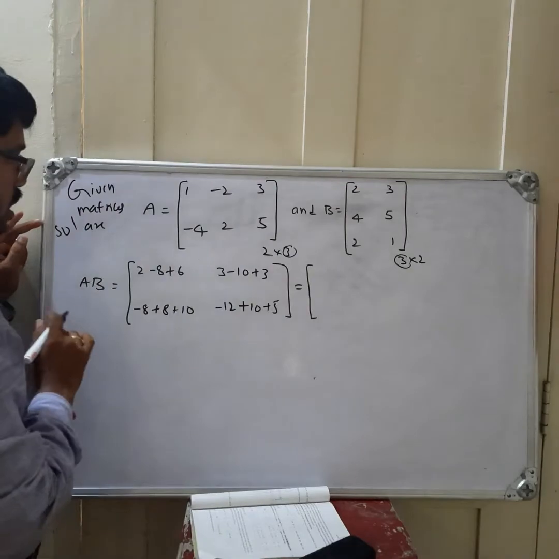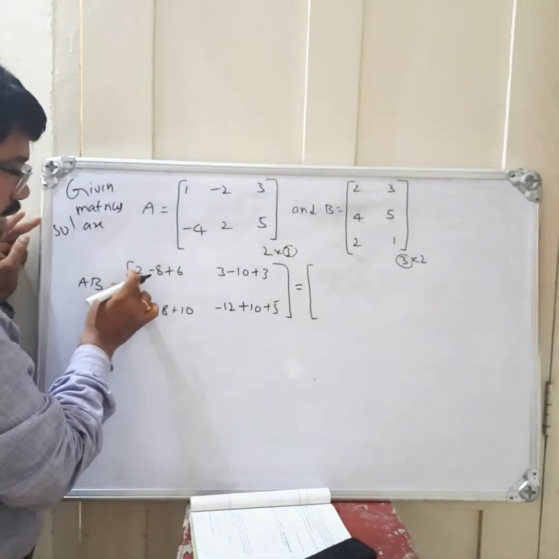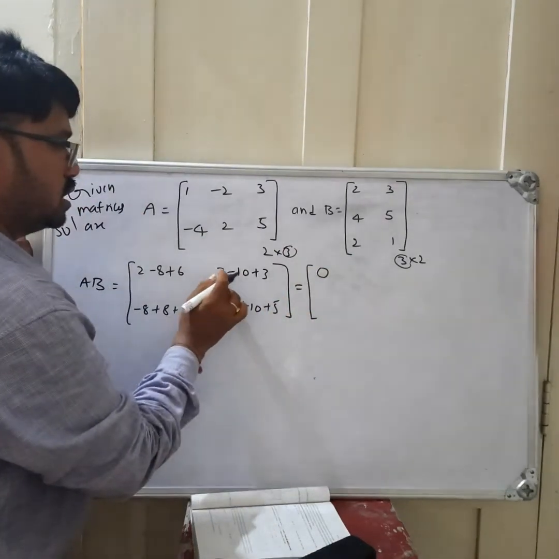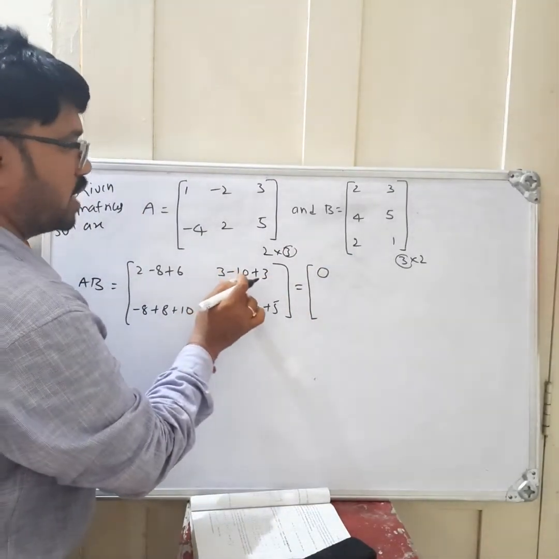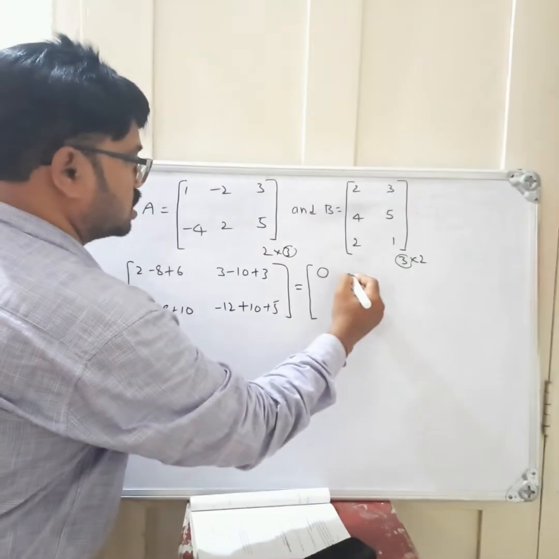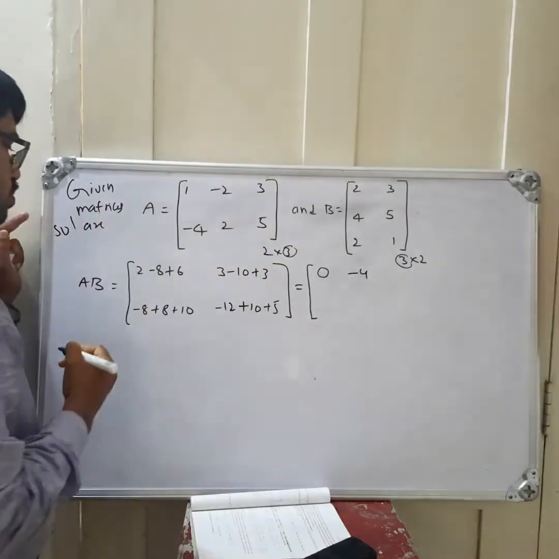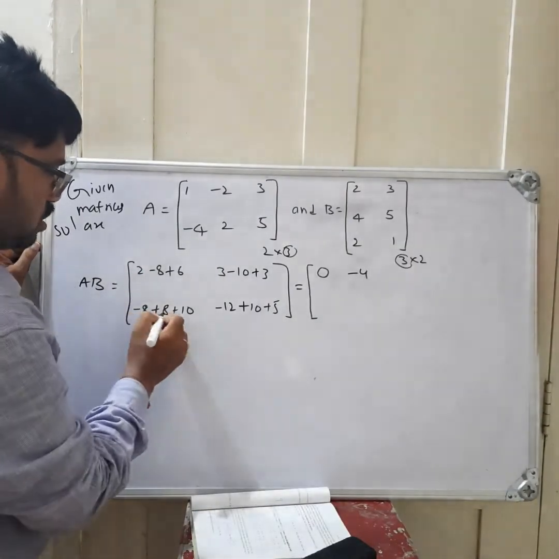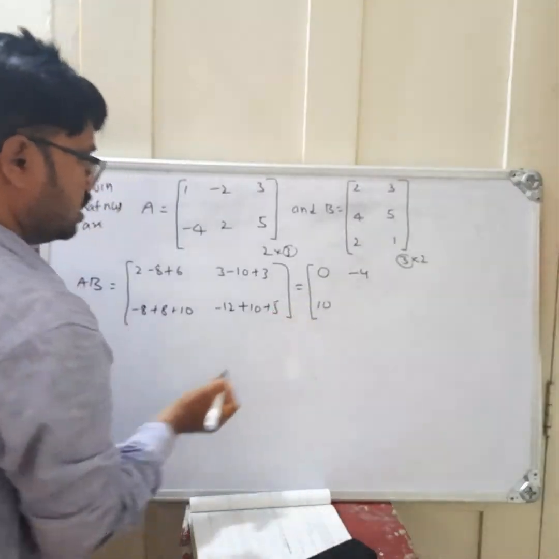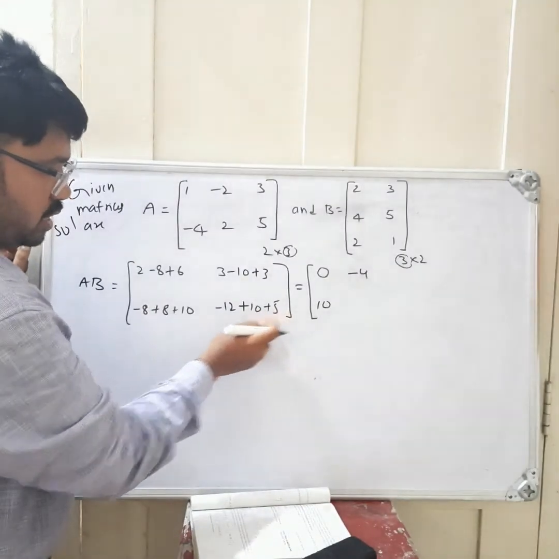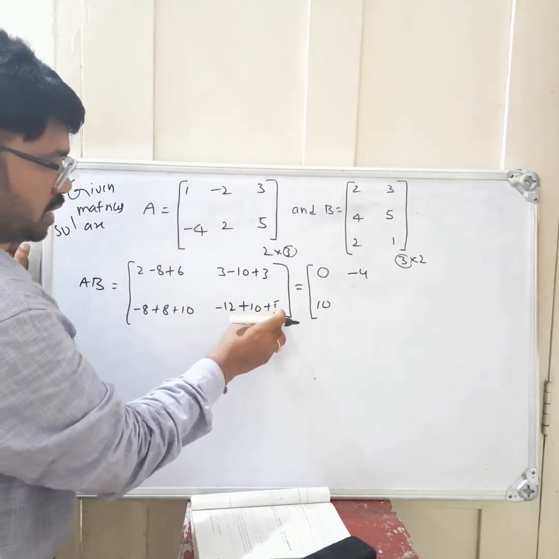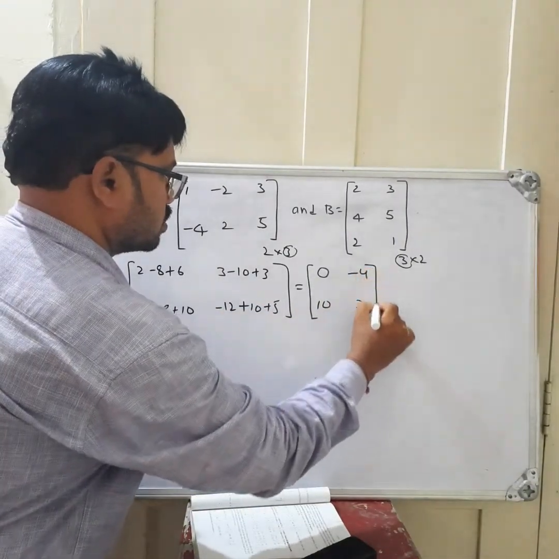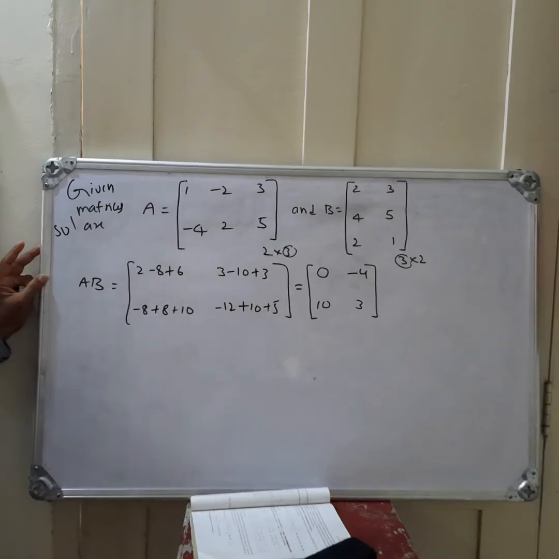See, this value here: 6 plus 2, 8, 8 minus 8, the value equals 0. And 3 plus 3, 6, 6 minus 10, the difference is minus 4. Next, minus 8 plus 8 both get cancelled, the value is 10. And here 10 plus 5, 15, minus 12, the difference is 3. This is AB.